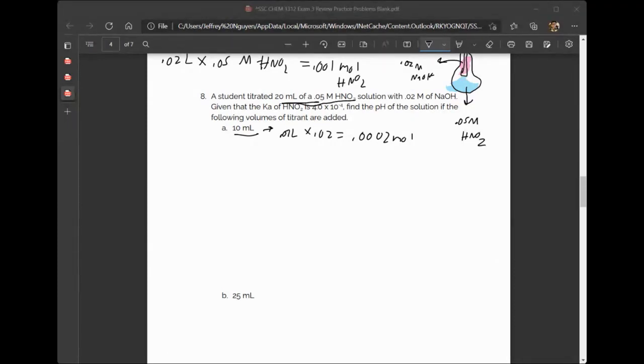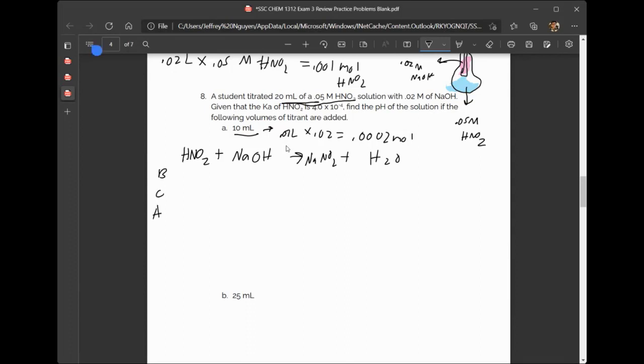If not, then maybe we can continue. So the next step I would say is to make the reaction, right? So in the lab, I'm putting HNO2 with the titrant, which is NaOH, right? And then we do the double displacement reaction. So water is formed from HNOH. We don't care about that. And we get NaNO2.